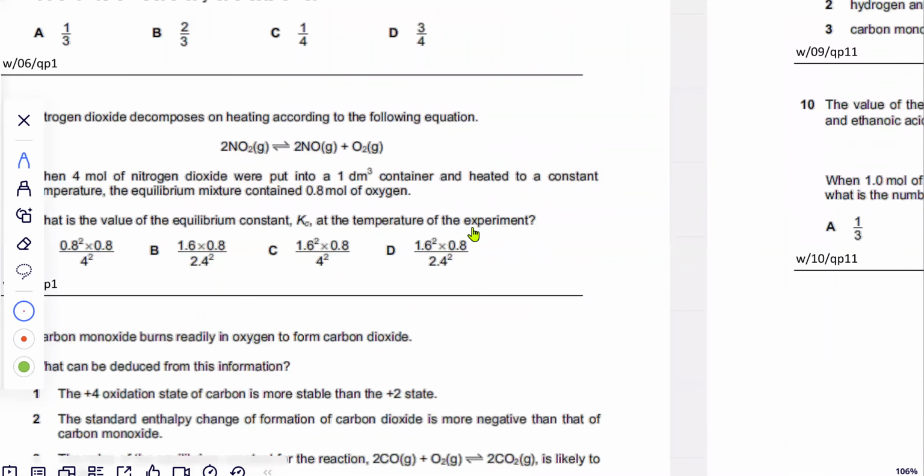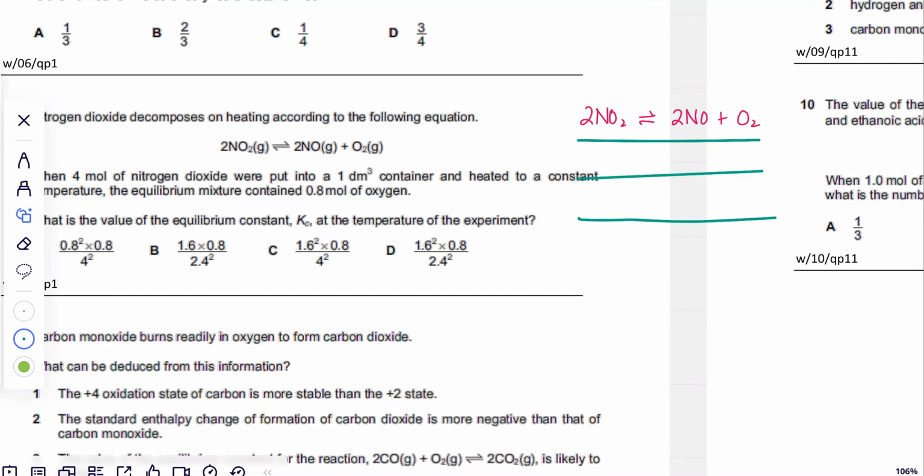The reaction is 2NO2, it's an equilibrium with 2NO plus O2. Okay, that's what the reaction is. I'm going to construct the table quickly. So I have my table over here.